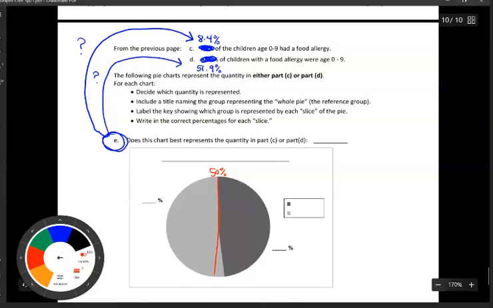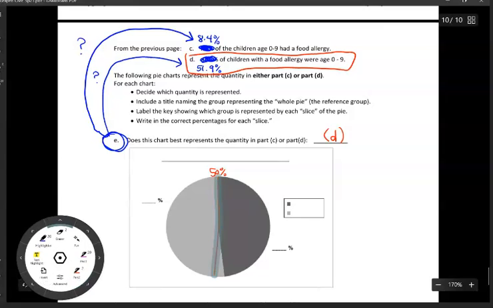I have a shaded area that's a little bit bigger than 50% and a shaded area that's a little bit less than 50%. So we're definitely going to go with the information from part D to fill in the pie chart here. So let's go ahead and do that. The shaded area, this lighter gray, that's going to be my 51.9%. It's a little bit more than half.